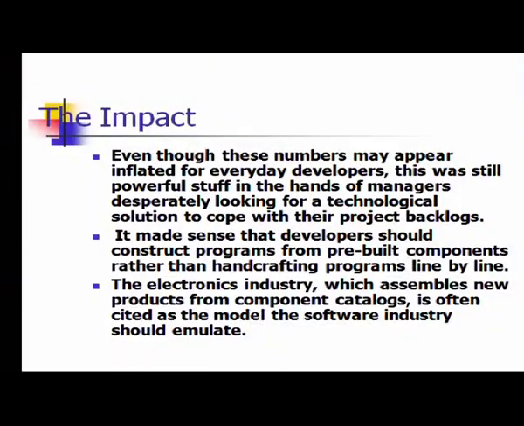Again, this is not an instance of comparing languages. It is comparing an application where a language, PL1, which did not support so much reuse and structure, took so much effort and time, and what gave us a fillip was reuse, productivity, systematic reuse of software components. We are able to showcase that. The Smalltalk system was very good. Even though these numbers may appear inflated for everyday developers, this was still powerful stuff.